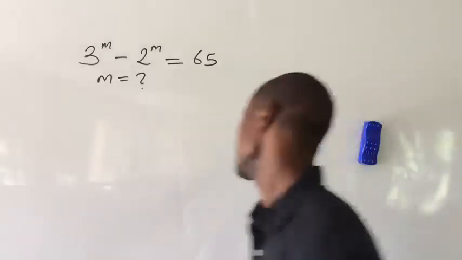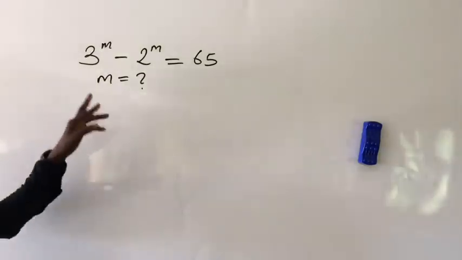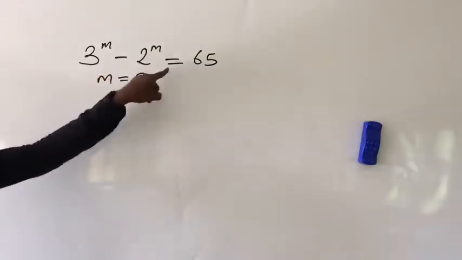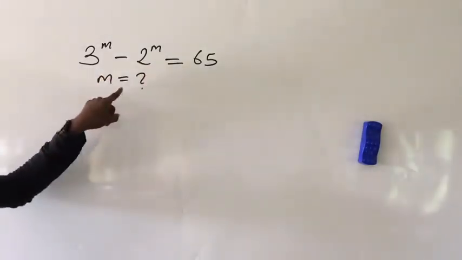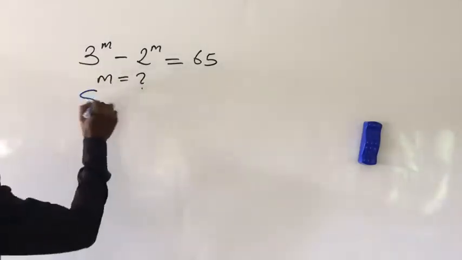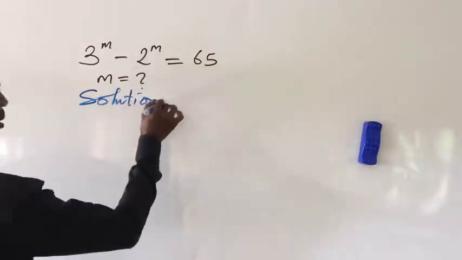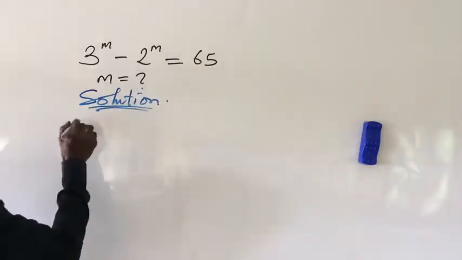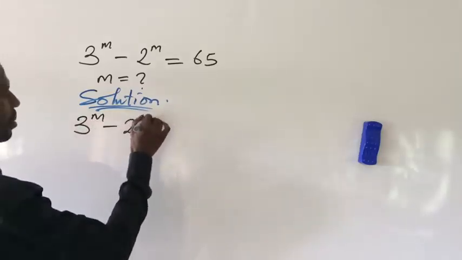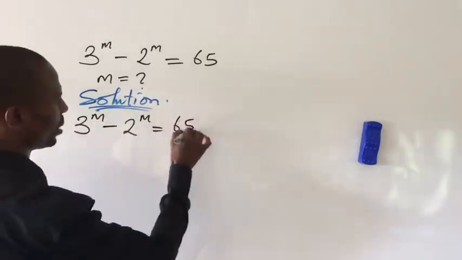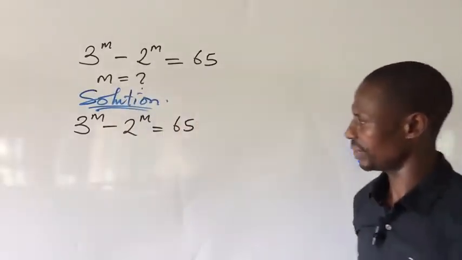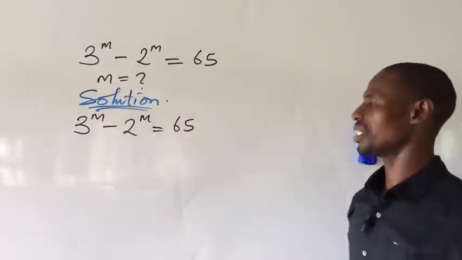Okay, so let's take a look at this question for the day. The question says 3 to the power of m minus 2 to the power of m equal to 65. What will be the possible value of m? Okay, without much waste of time, let's put down the solution. Let's put down the question, which is 3 to the power of m minus 2 to the power of m equal to 65.